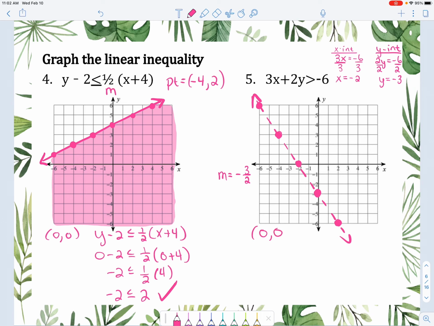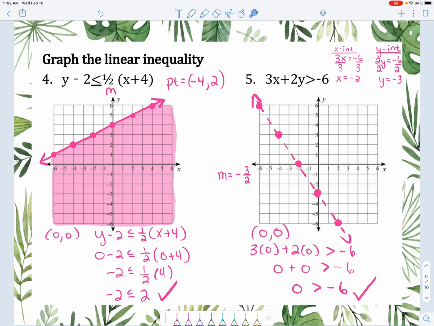So again, it doesn't matter which ordered pair you use, but I like using (0, 0) because it's the easiest. I'm going to plug in a 0 for the x, a 0 for the y, and this is greater than -6. 3 times 0 gives me 0. 2 times 0 gives me 0. 0 plus 0 is 0. And this says 0 is greater than -6, which is true. This is a true statement.